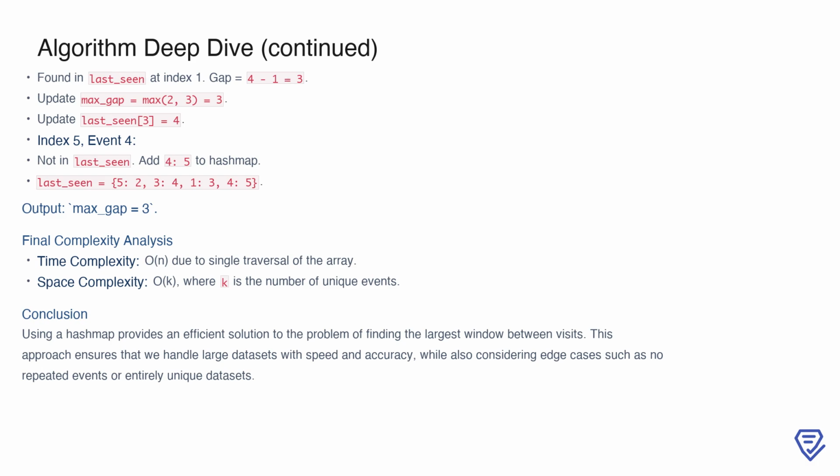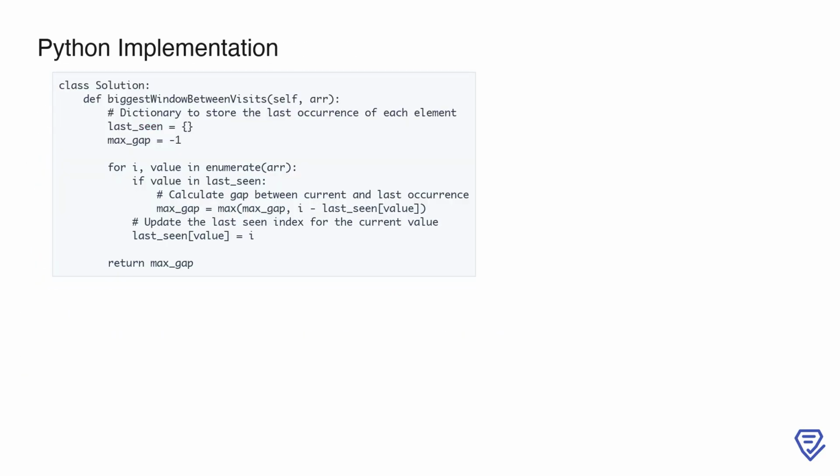By leveraging a hash map, we achieve an efficient solution that handles edge cases and scales well with large datasets. The given problem is to find the largest gap between any two occurrences of the same element in an array. The solution uses a dictionary to efficiently keep track of the last index where each element was seen. For every element in the array, if it has been seen before, we calculate the gap between its current index and its last seen index. The maximum gap found during the iteration is updated accordingly.